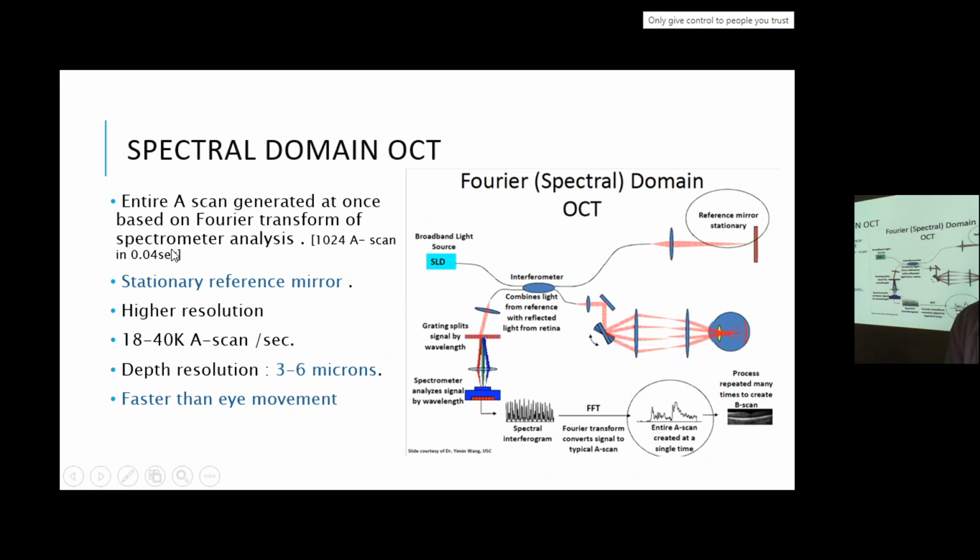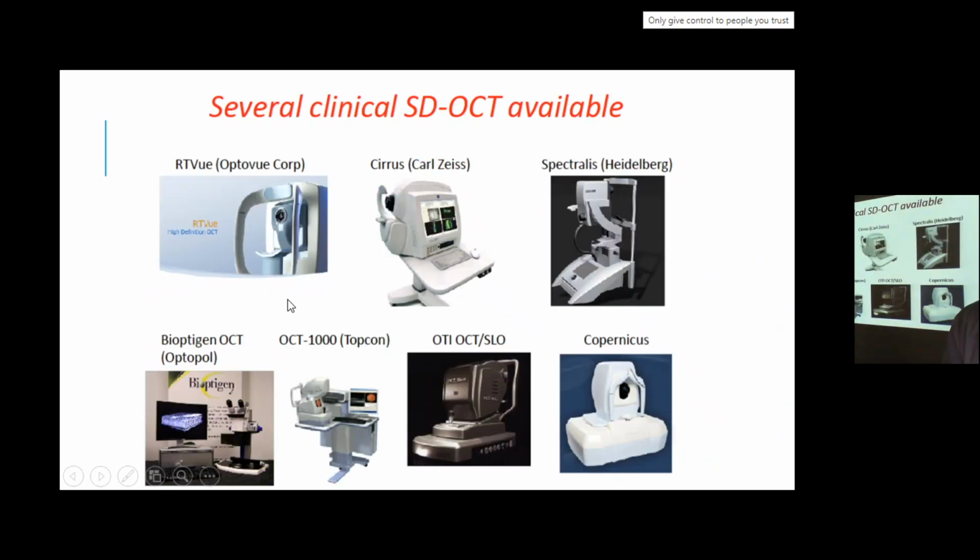Spectral domain is a stationary reference mirror, and it is a higher resolution than the time domain, with the depth of resolution ranging from 3 to 6 microns. And it is faster than the eye movement and produces better quality image, faster image also. So these are the different types of OCT machines. Most commonly used is the Zeiss and the Topcon. We have the Topcon 3D here in our clinic.